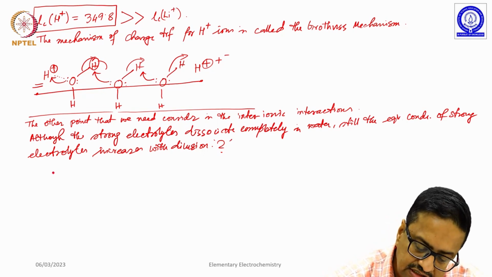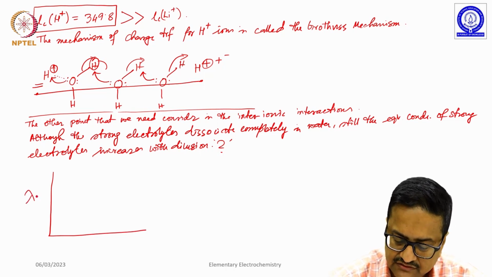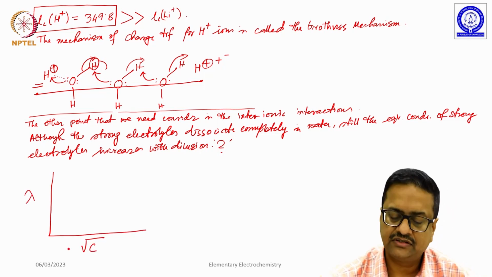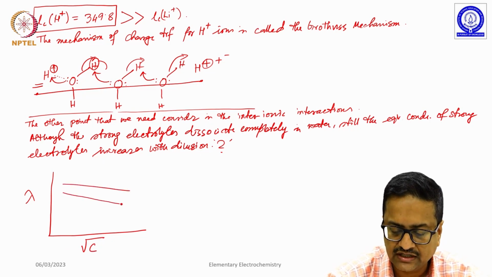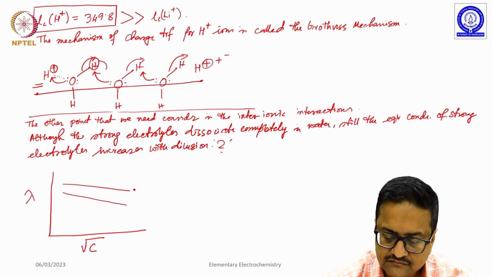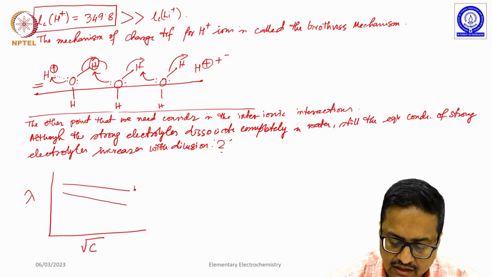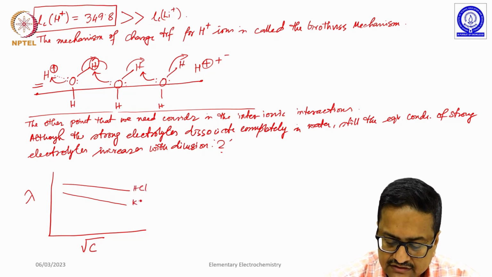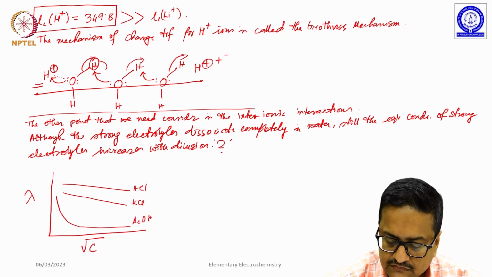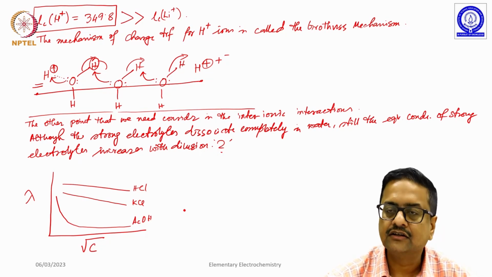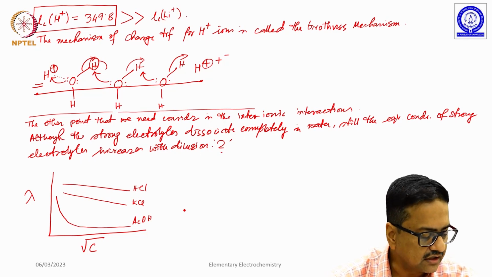If you remember the plot that I had shown for strong and weak electrolytes, lambda varies with the square root of C, and you get this kind of plot for different strong electrolytes. I think this will be HCl, this is KCl, and for the weak electrolyte acetic acid it was like this. So, what is the reason for that kind of increase in equivalent conductance with dilution?